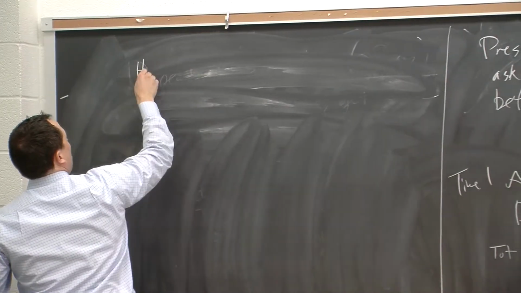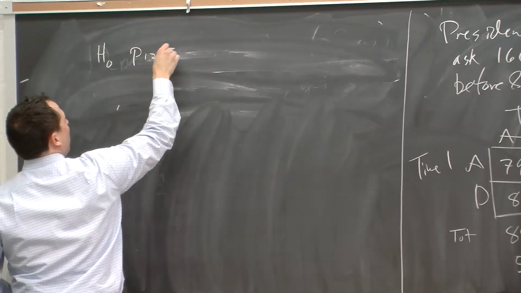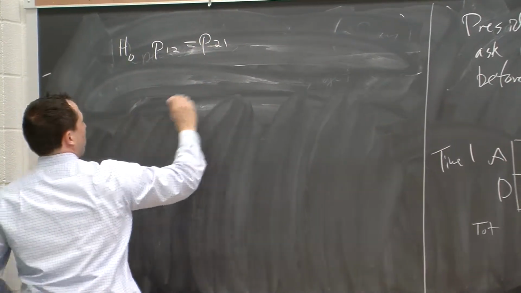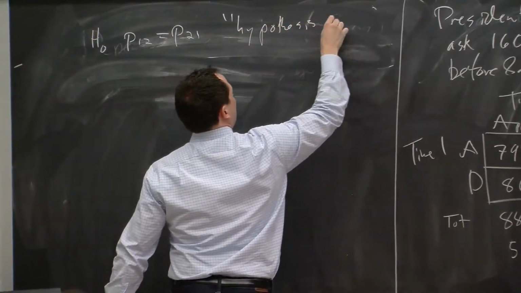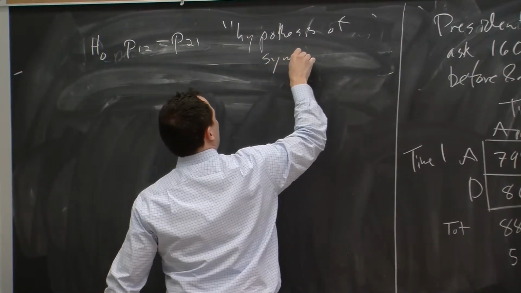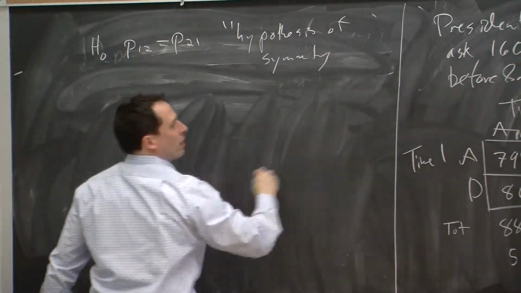So this hypothesis is sometimes written as P12 equals P21, and it's called the hypothesis of symmetry, because these two things are equal, right?